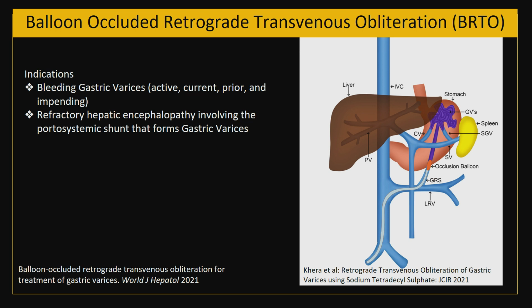Coming to the next procedure, that is balloon-occluded retrograde transvenous obliteration. This is a procedure in which we are not directly reducing the portal pressure, but we are directly entering into the varices and obliterating those varices without reducing the portal pressure. So this is indicated only in cases of bleeding gastric varices, not in esophageal varices.